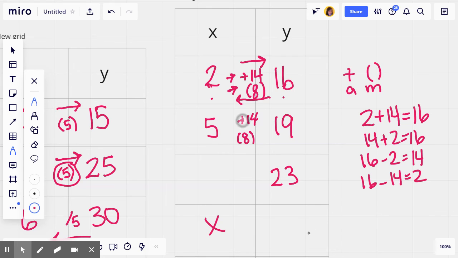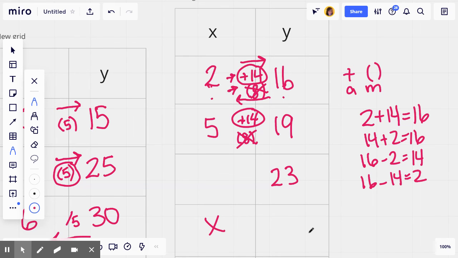Well, 5 plus 14, hey, it's 19. I think we might have found it. 5 times 8 is 40, so that's not going to work. So now we know that our rule is plus 14. So whenever I have an x value, to get to the y value, all I do is add 14.